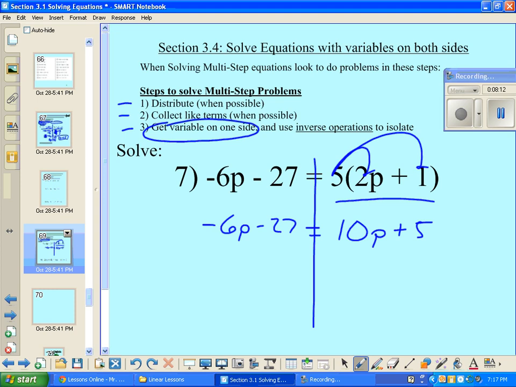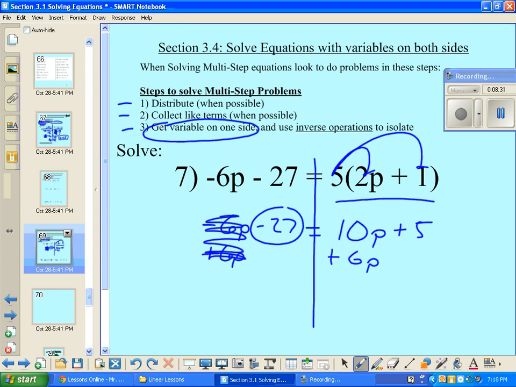So, getting the variable on one side, in this case again, you can do it either way. I'm just going to think about trying to eliminate the variable on one of the sides. So if this is negative 6p over here, in this case I'm going to add 6p. That's what I'm going to try to do. When I have negative 6p plus 6p on the left side, those cancel out, so those are gone.